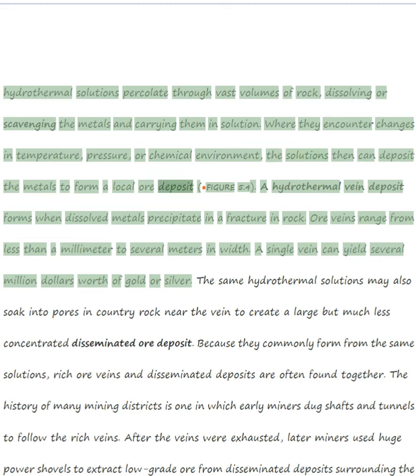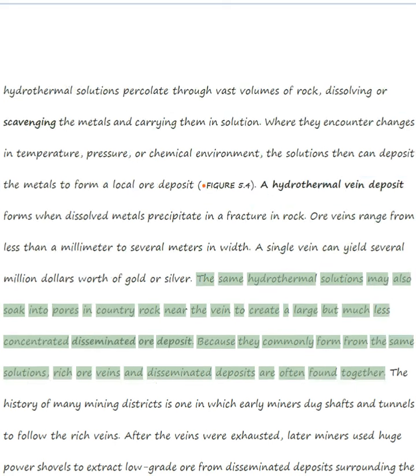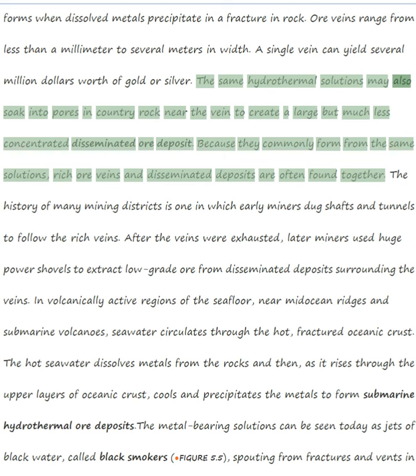local ore deposit. A hydrothermal vein deposit forms when dissolved metals precipitate in a fracture in rock. Ore veins range from less than a millimeter to several meters in width. A single vein can yield several $1 million worth of gold or silver. The same hydrothermal solutions may also soak into pores in country rock near the vein to create a large but much less concentrated disseminated ore deposit. Because they commonly form from the same solutions, rich ore veins and disseminated deposits are often found together.